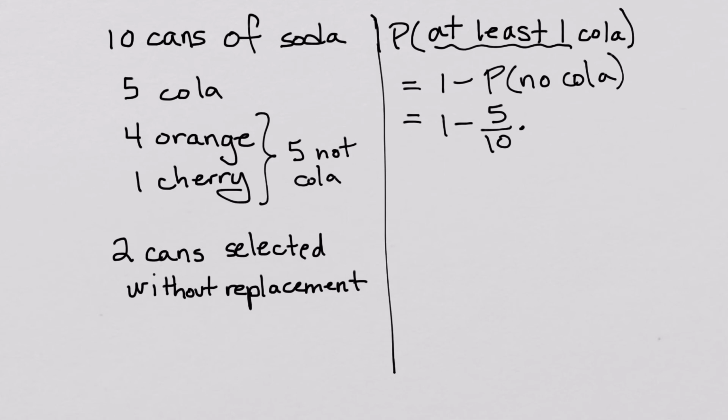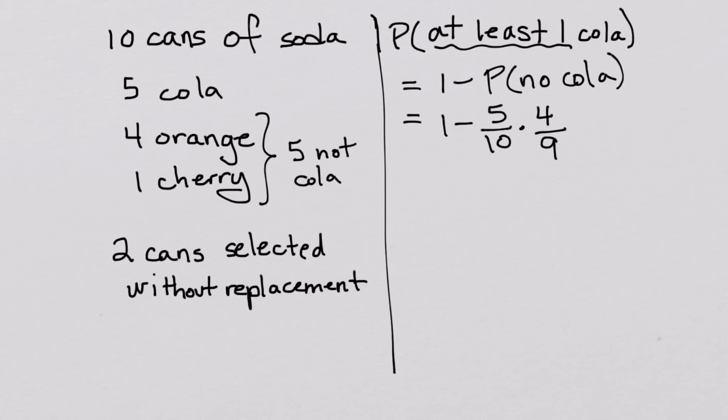Notice that this is without replacement. So when I go to draw the second can, how many do I have? Well, first of all, I have 9 cans because we already took 1 out, and it was either an orange or the 1 cherry. We don't know, and we don't care which one it was. So it was one of those 5 cans. So now there's only 9 cans to draw from, 5 that are cola, 4 that are not cola, and we have a 4 out of 9 probability of getting not cola the second time.